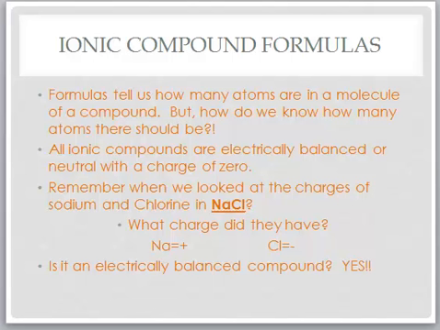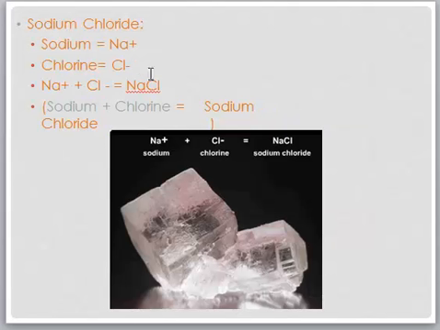Let's look a little bit closer at that. So, sodium chloride. We know that sodium has a positive charge. We know that chlorine has a negative charge. So when we are building this chemical formula, we would build it like this. Na+ plus Cl- gives us NaCl. There's no numbers here. There are no charges. It is electrically neutral. It is an ionic compound. Sodium plus chlorine gives us sodium chloride.